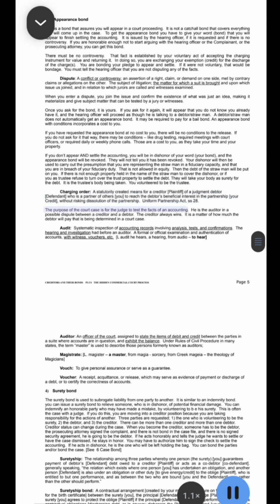The purpose of the court case is for the judge to test the facts of an accounting. He is the auditor in a possible dispute between a creditor and a debtor.